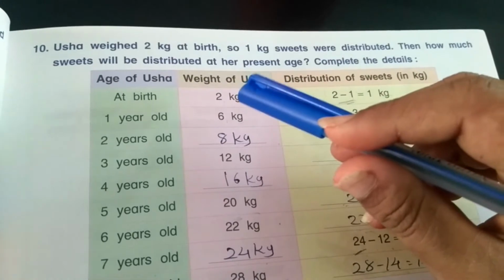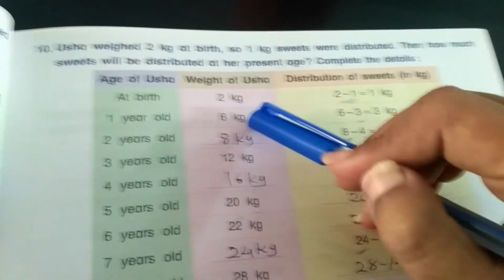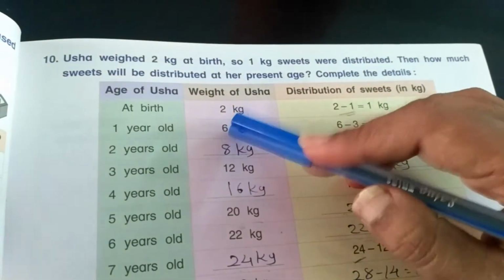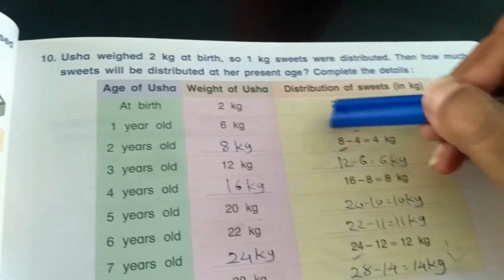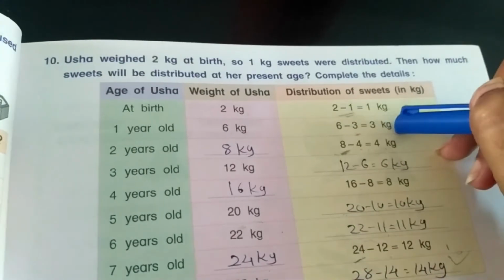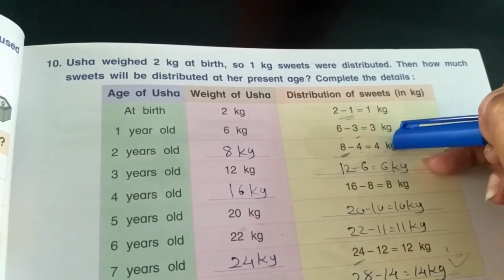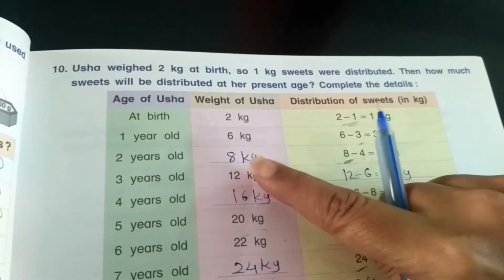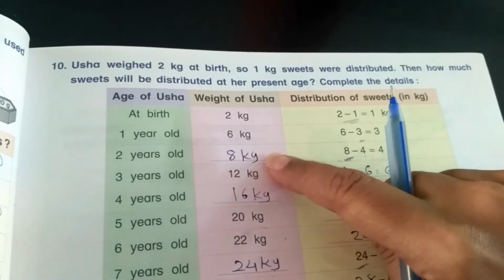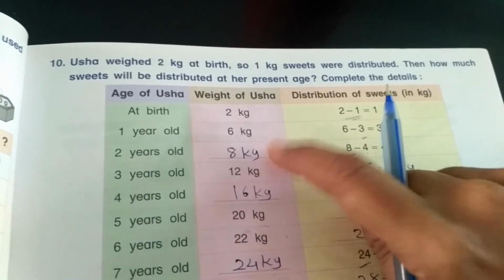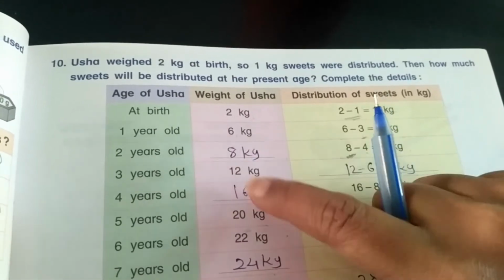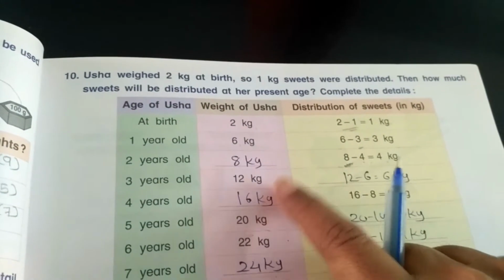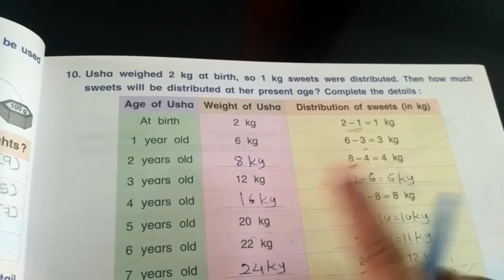At 1 year, she is around 6 kg. So 6 minus, what is the half of 6? It is 3. So 6 minus 3 is 3 kg. Okay, here the subtraction has been given, so 8 is the weight, right? So at the age of 2, she is around 8 kg. 12 kg has been given. So what is the half of 12? 6. So 12 minus 6 is 6 kg.